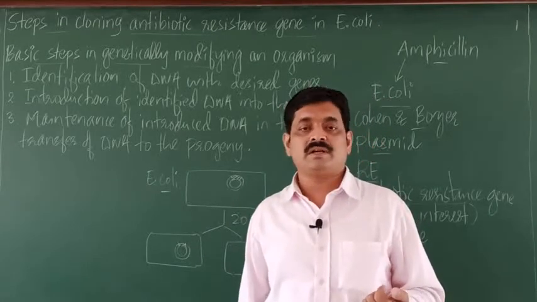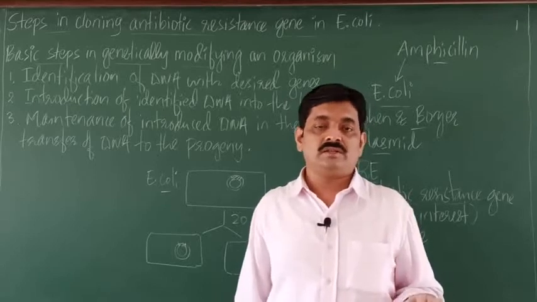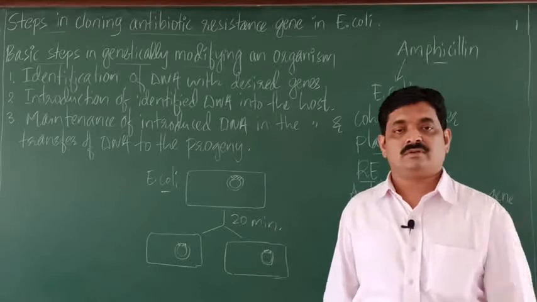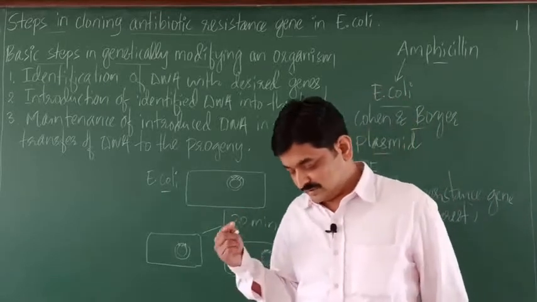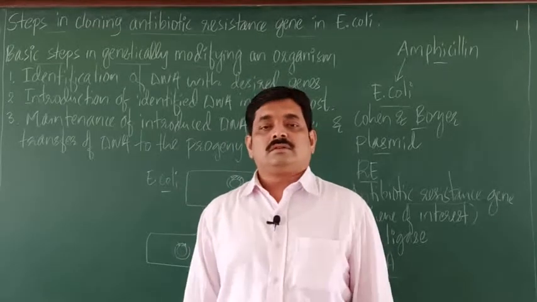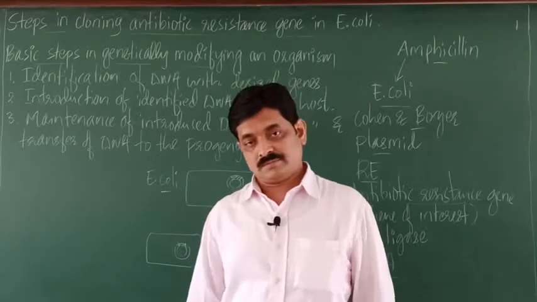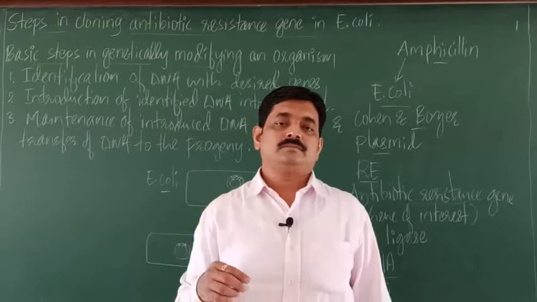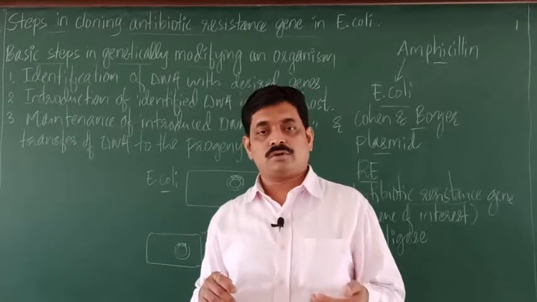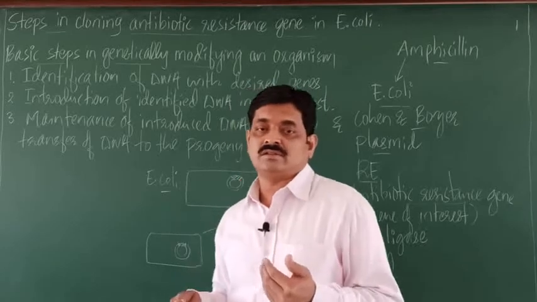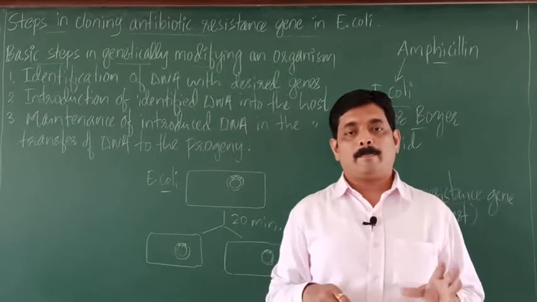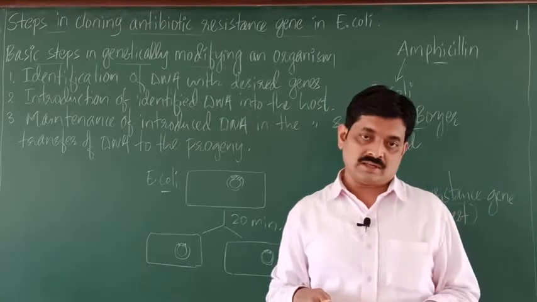So these are the steps involved in cloning antibiotic resistance gene in E. coli. So did you follow this? We shall repeat this once again in brief. So Cohen and Boyer followed certain steps for cloning antibiotic resistance gene. The host cell that was used was E. coli.